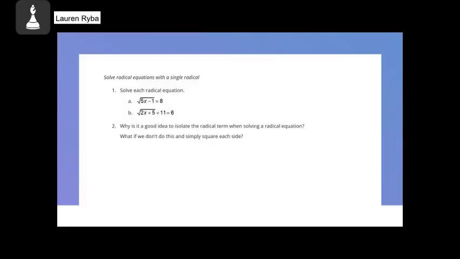Radical equations are, of course, equations that have a square root in them. So in order to solve these, we need to isolate the radical, make sure there's nothing else added or multiplied on that side, so that we can square both sides. We square both sides to get rid of a square root because they are operations that undo each other. Just like addition and subtraction undo each other, multiplication and division undo each other, square roots and a power squared undo each other.